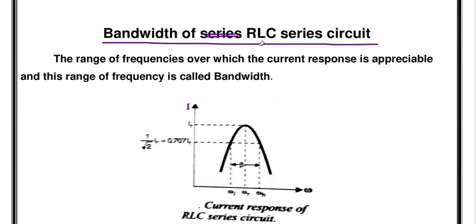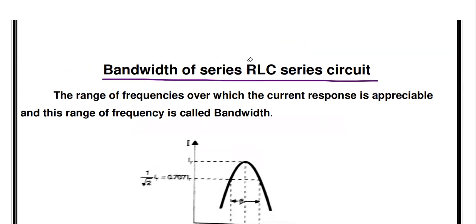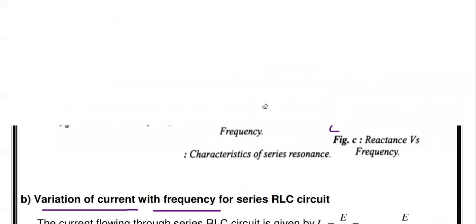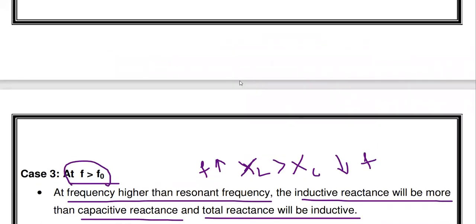In the previous video, we discussed some of the characteristics of the series RLC circuit, starting with resonant frequency. We derived the resonant frequency formula: F_R equals 1 by 2 pi square root of LC.